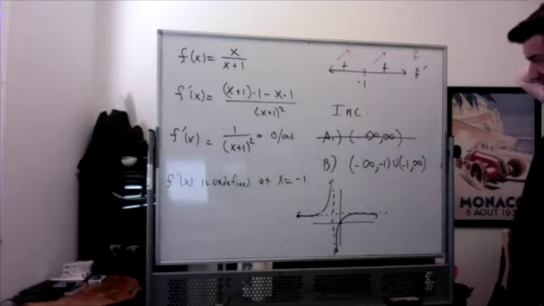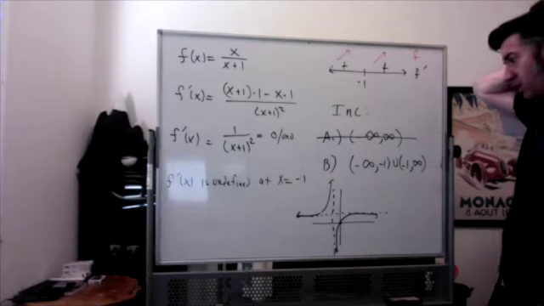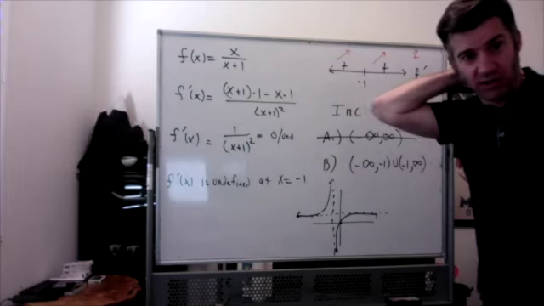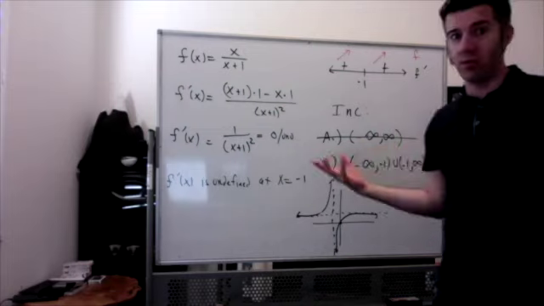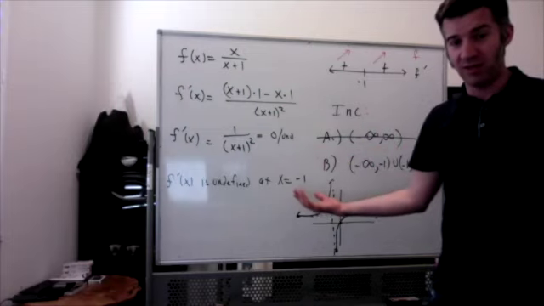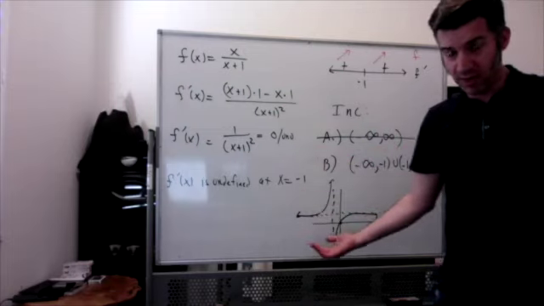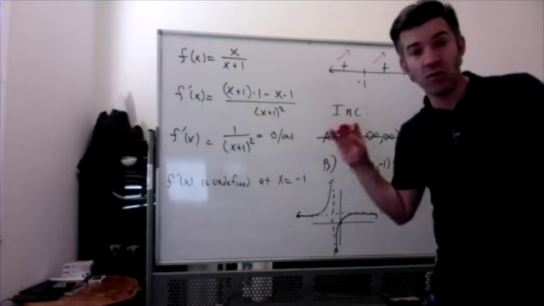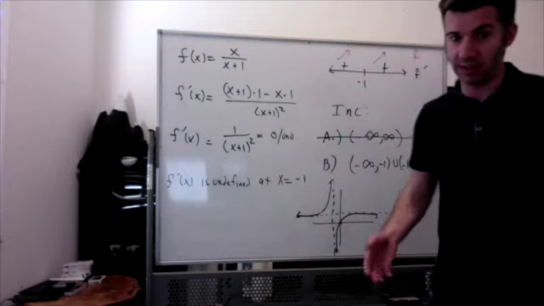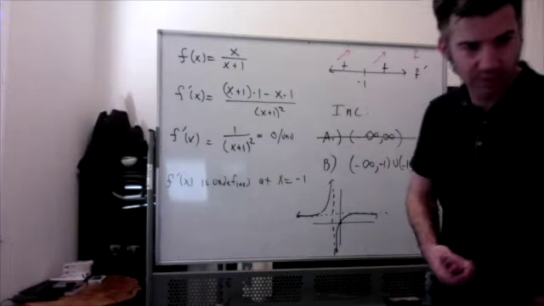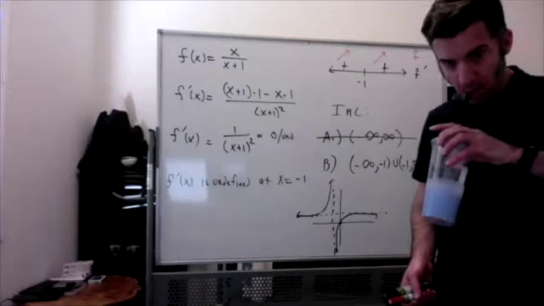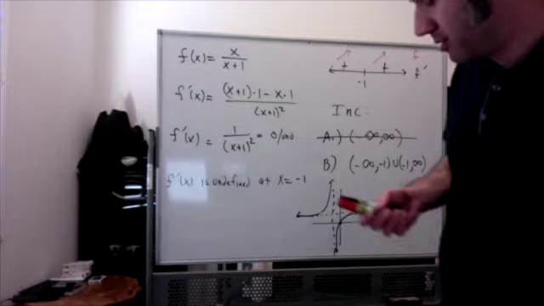Anything else I want to say about this? Clearly this graph has no relative extrema, right? So if someone asked you what are the critical values of this function, you would say there are no critical values. Even though -1 is an important point, it's not a critical value because there's a vertical asymptote there. You can't have a critical value where you have a vertical asymptote.